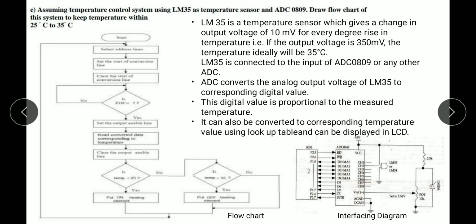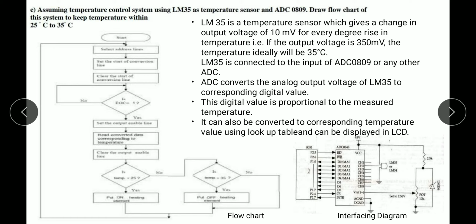Is the temperature 25 degrees, the set temperature? If yes, then put on heating. If it is no, then we have to check whether the temperature is 35 degrees, because we have to draw the flowchart for 25 degrees to 35 degrees Celsius. So first we check for 25 degrees. If it is yes, then we put on heating. If it is no, then we check if it is 35 degrees. If it is yes, then we put off heating. So 25 is for on heating and 35 is for off heating. This is nothing but the flowchart for this.